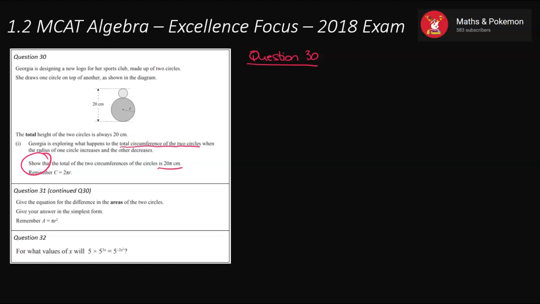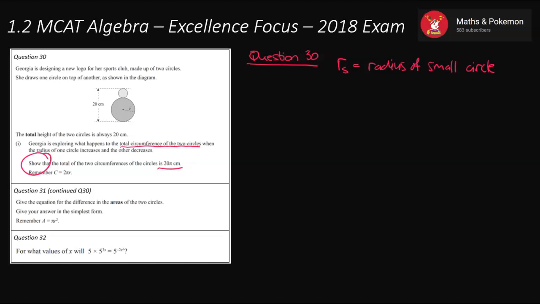So I'm going to start by defining my variables. And my variables comprise of 2 things here. So I'm going to write R with a little s. That there is going to be the radius of the small circle. Radius of the small circle.